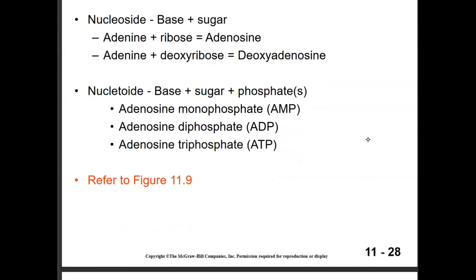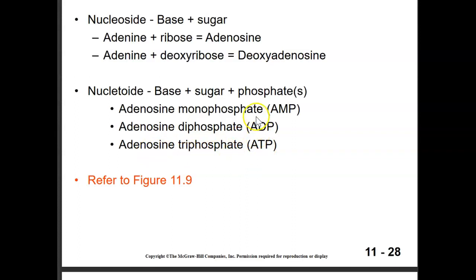Nucleosides are going to be the base plus the sugar. Nucleosides are the adenine plus the ribose, which gives you adenosine. Adenine plus deoxyribose is deoxyadenosine. The nucleotide, with the phosphate added, is going to be adenosine monophosphate, AMP, adenosine diphosphate, ADP, or, check it out, adenosine triphosphate, ATP.